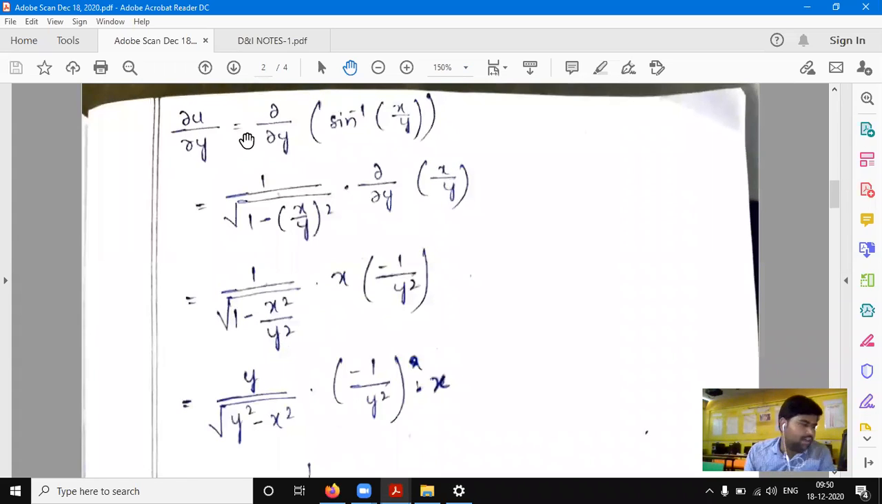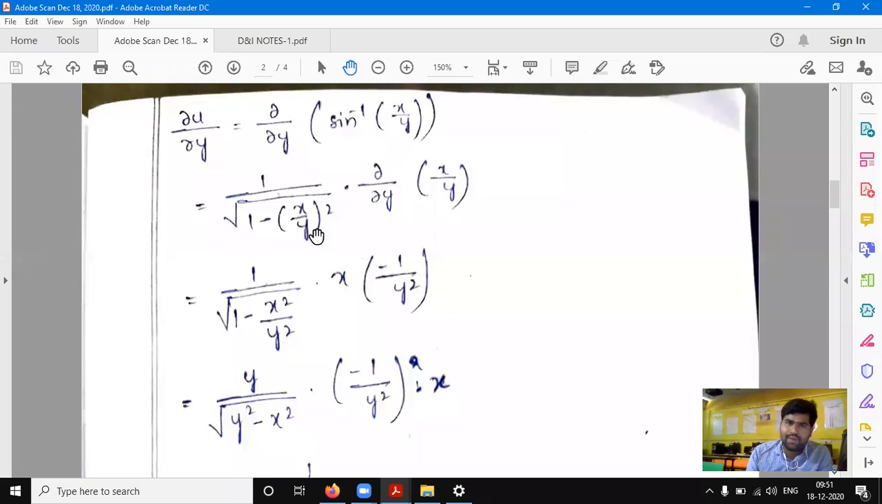∂u/∂y is equal to ∂/∂y of sin⁻¹(x/y). With respect to y, we have to partially differentiate. d/dx of sin⁻¹(x) is equal to 1 by under root of 1 minus x square. In place of x, here x by y is there, so we have to apply that formula only.